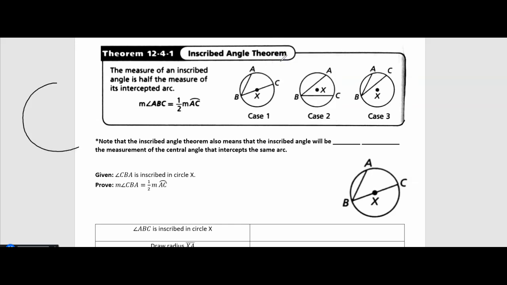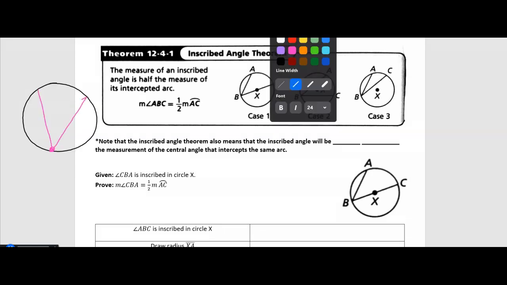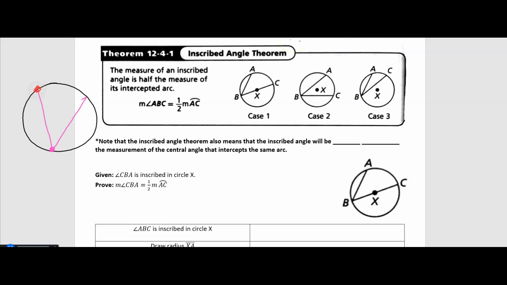Let me draw you a brand new circle. Here's my inscribed angle. Let's say the arc, we'll do that in red, has a measurement of, we'll say 80 degrees. Well, that means the angle is going to be 40 degrees.